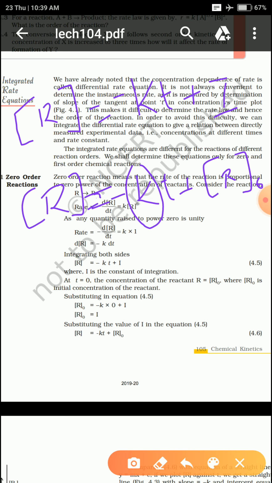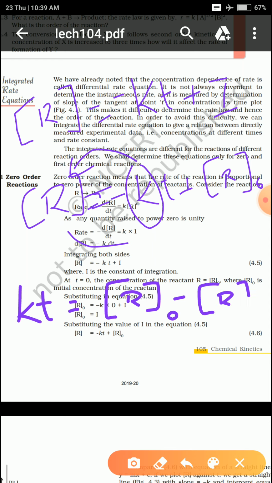If we put minus k on the left side and this R to the right side, we will get kt equals R0 minus concentration of R, means initial concentration minus final concentration. Because initial concentration will always be higher, we can consider it in that way. Final concentration will be small, right?